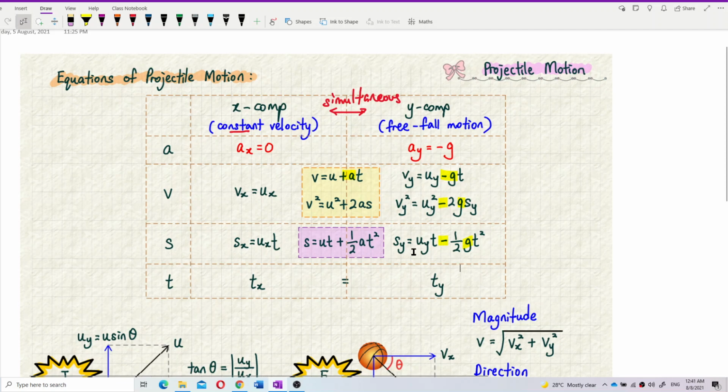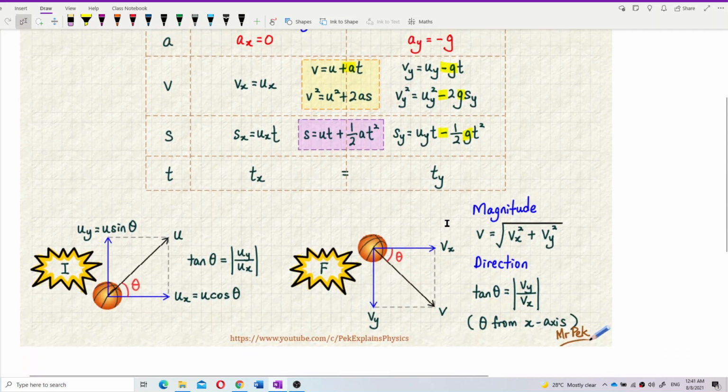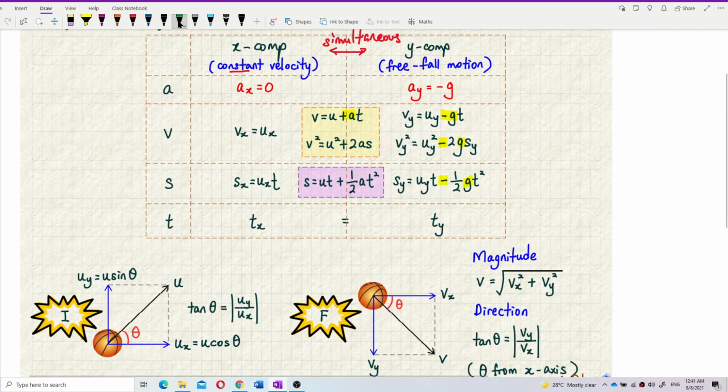What is the vertical displacement at any point of the projectile motion? What is the height at any point of the projectile motion? We use this formula: Sy equal to Uy t minus half g t squared. Okay, very simple. And sometimes the questions will link to each other.